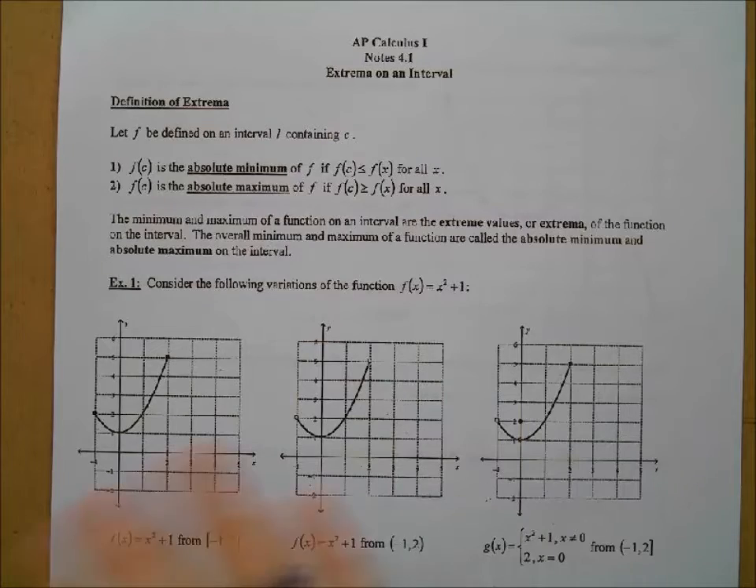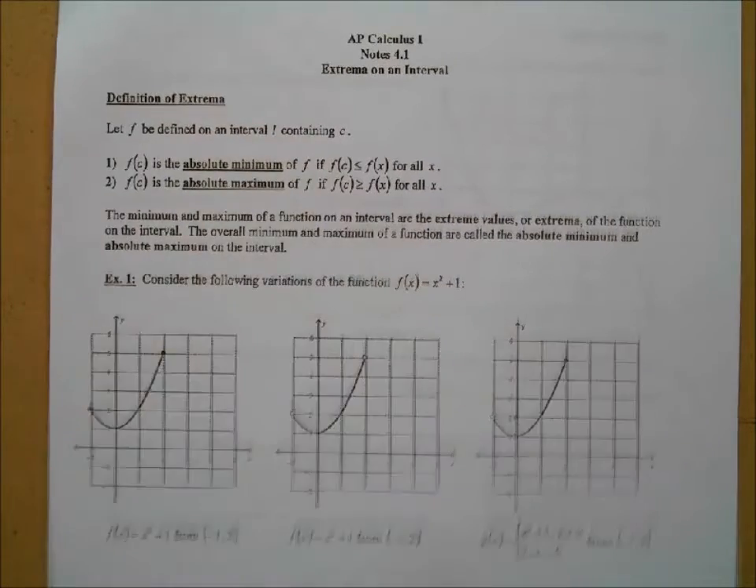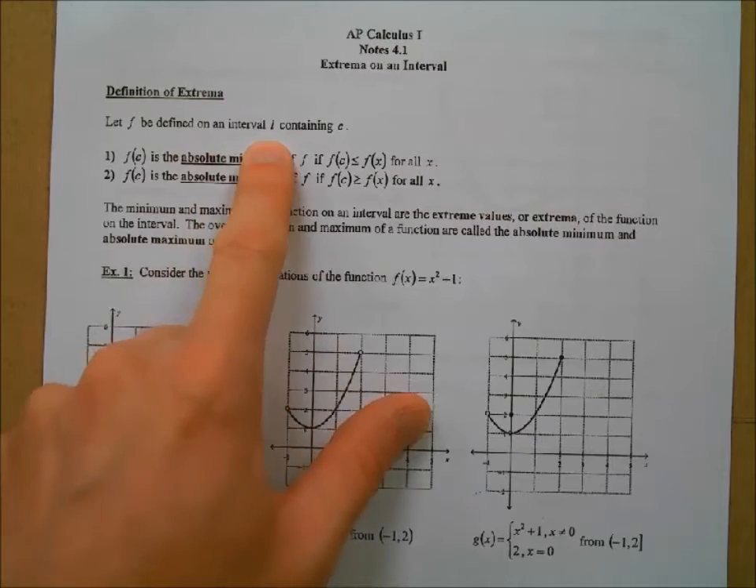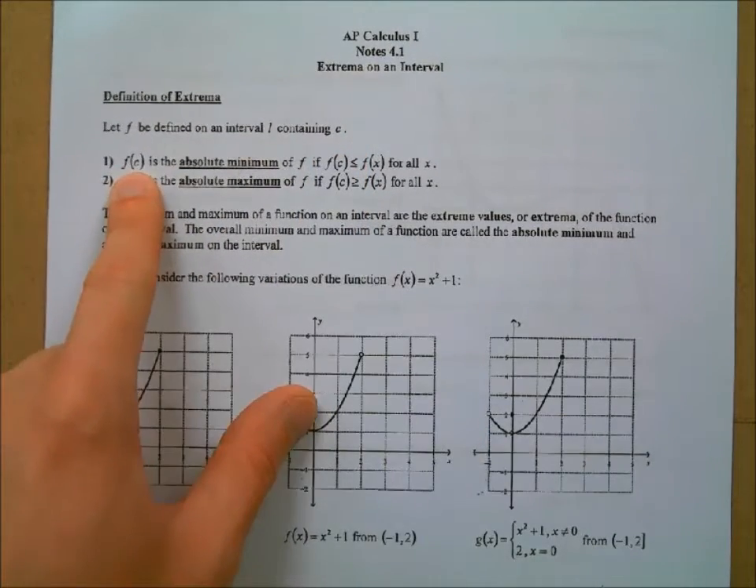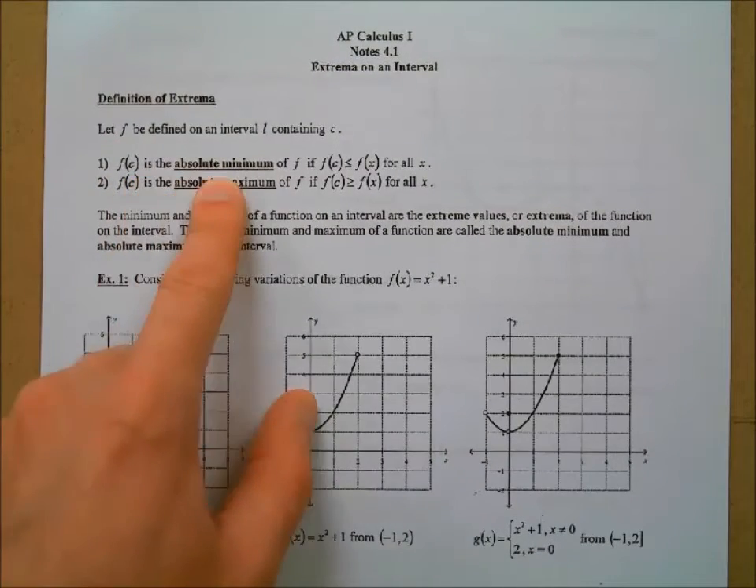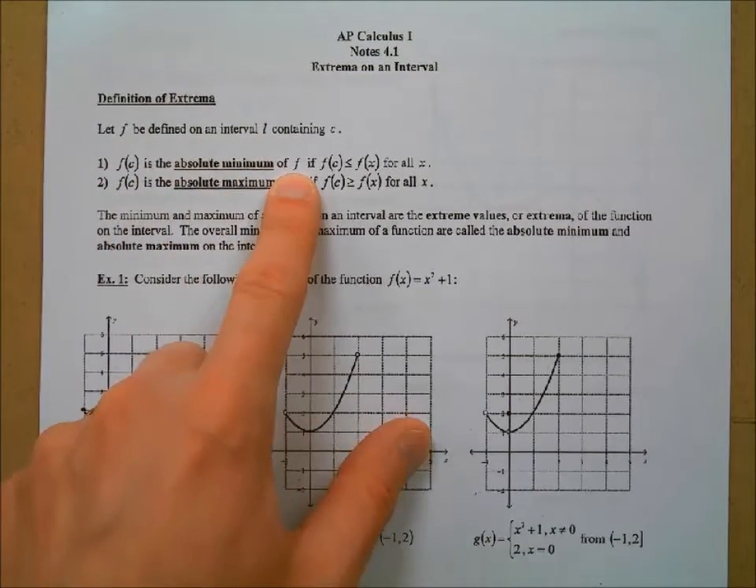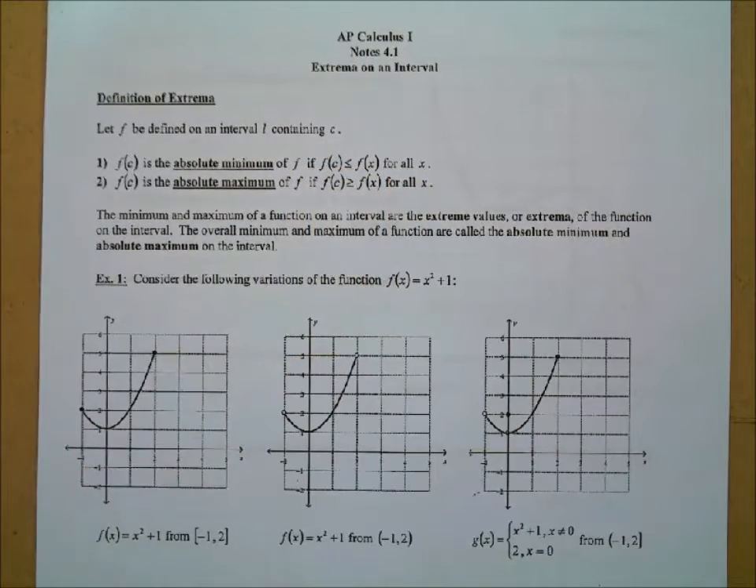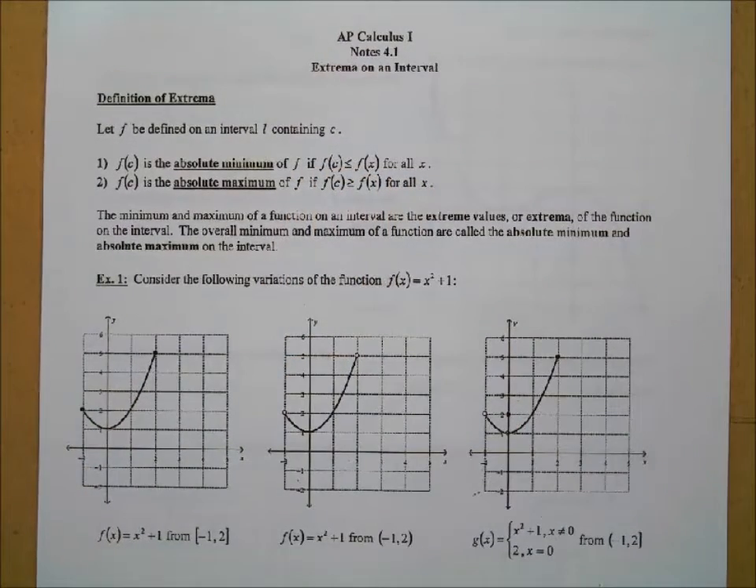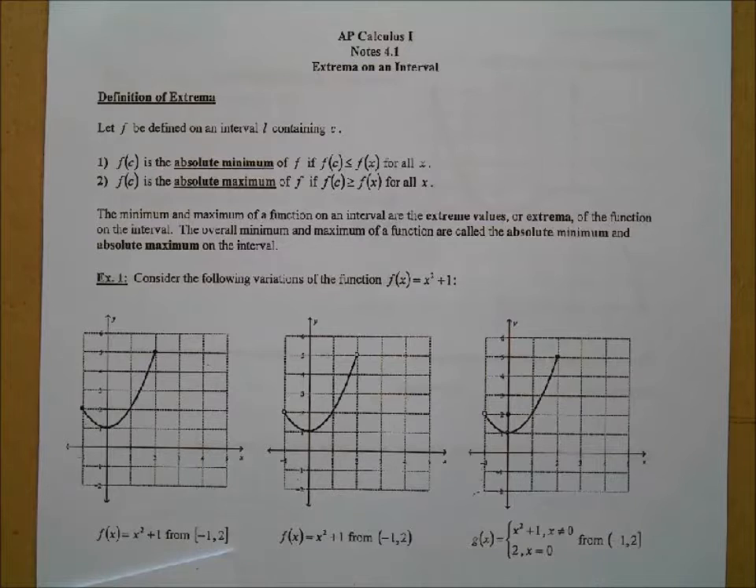So, the definition of extrema: let f be defined on an interval I containing c. f of c is the absolute minimum of f if f of c is less than or equal to f of x for all x values, whereas f of c is the absolute maximum of f if f of c is greater than or equal to f of x for all x.